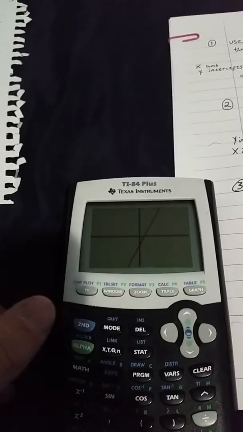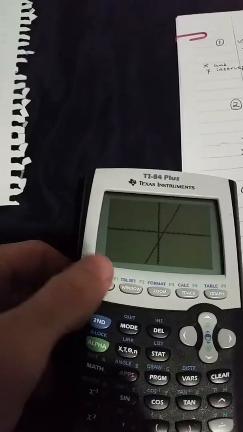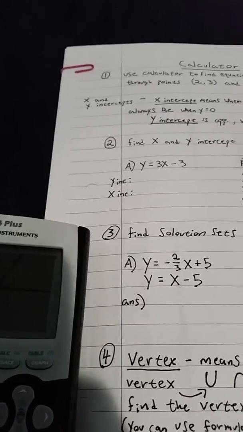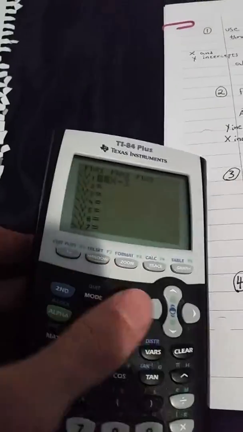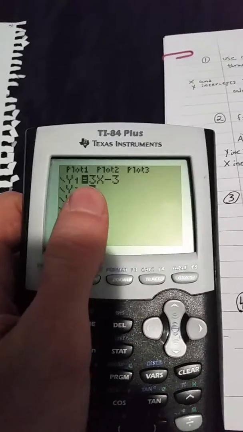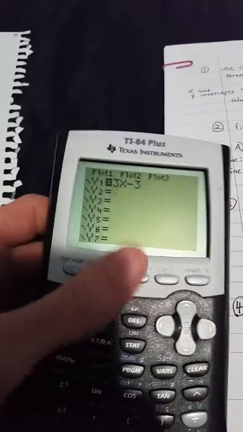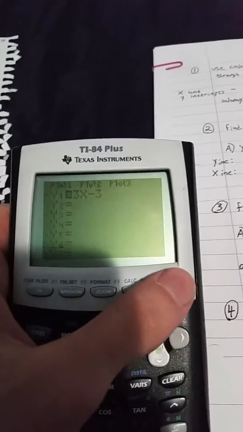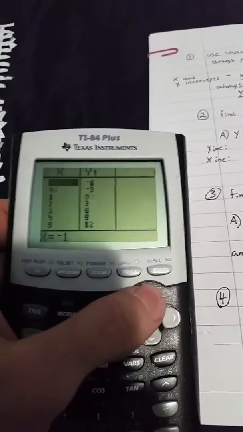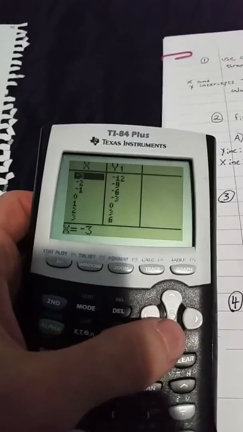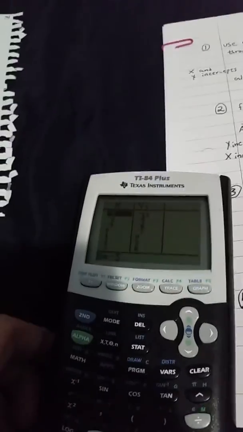Now, the way to figure out what those points are is you take our equation, y equals 3x minus 3, and you put it into the y equals sign. What we got is y equals 3x minus 3. Then we want to push the graph. Right? What we got here now is a list of points that are on this graph.